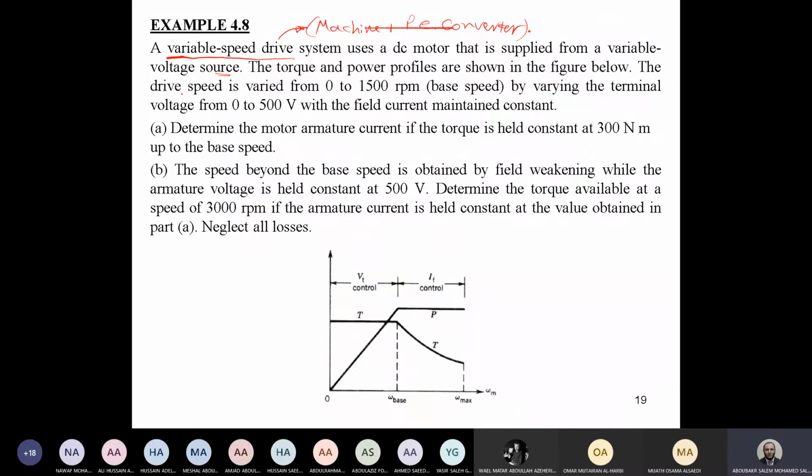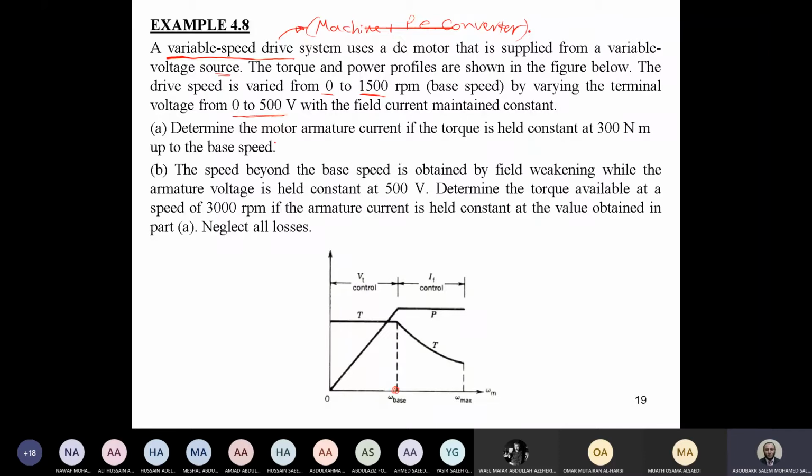The drive speed is varied from zero speed to 1500 RPM. So this is now the range of speed control, where 1500 is the base speed, by varying the terminal voltage from 0 to 500 volt. So this is the way to control the speed below the value of base speed. Okay.